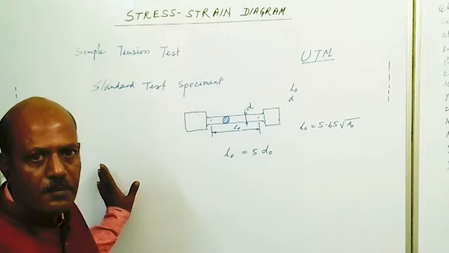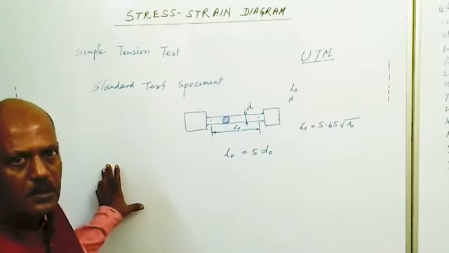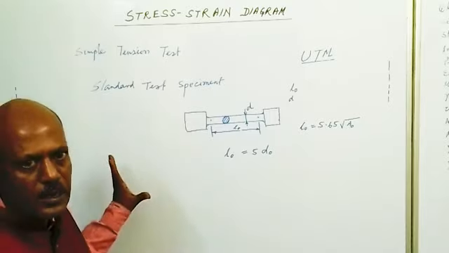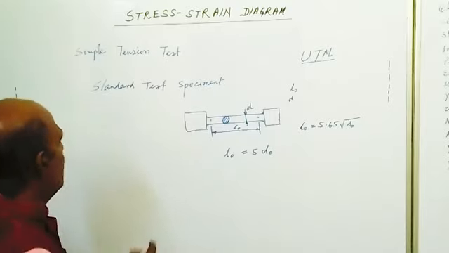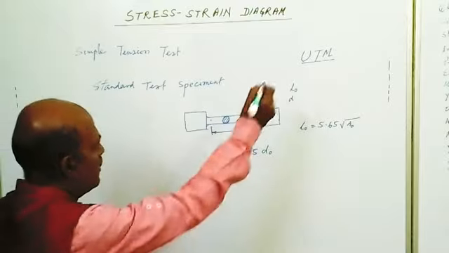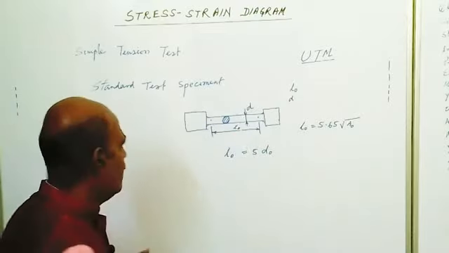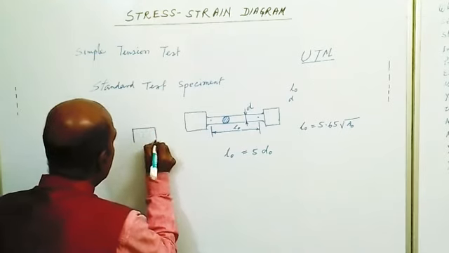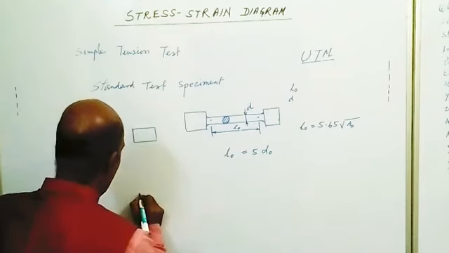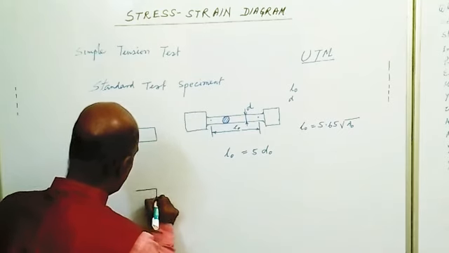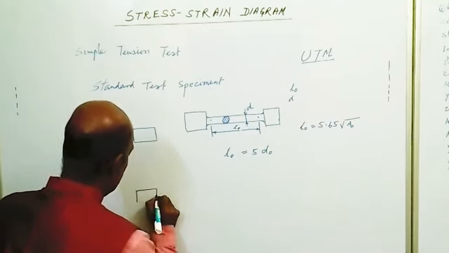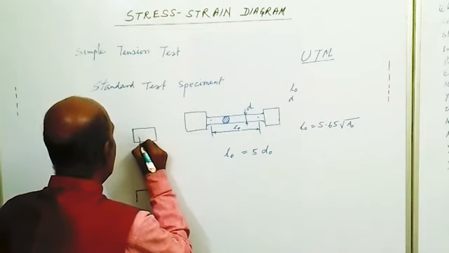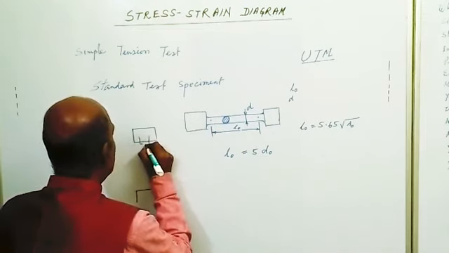Whatever may be the material, when testing is to be carried out, this size and shape is to be used, and that is called the standard test specimen. This test specimen is attached in a machine called the UTM machine. There are two jaws, an upper jaw and a lower jaw, in which the specimen is fitted. The specimen is fitted here.